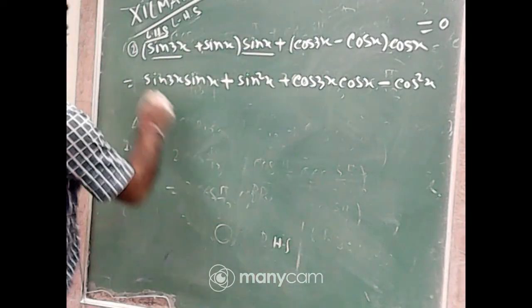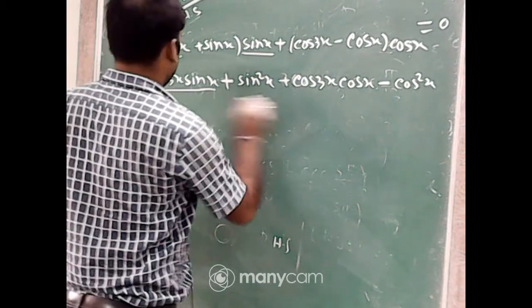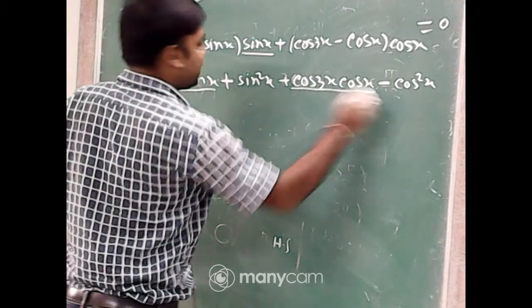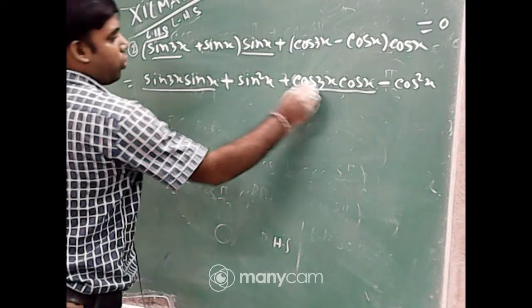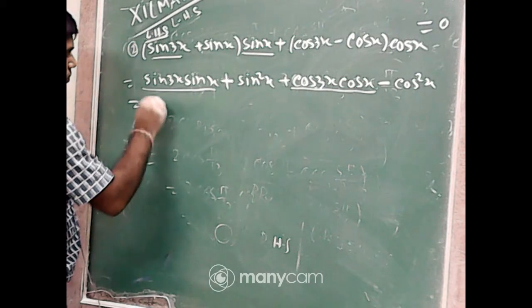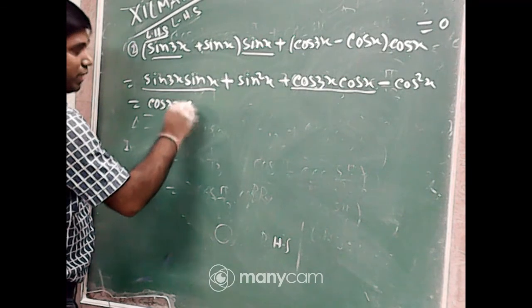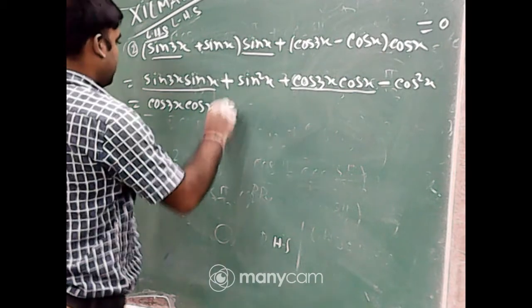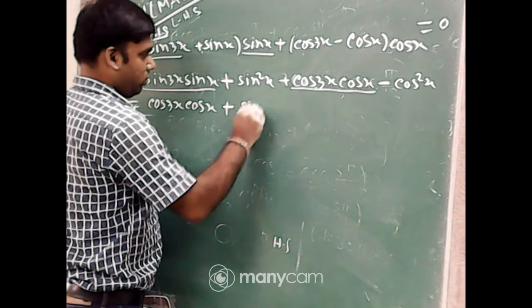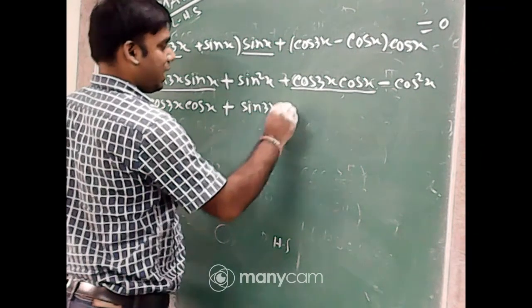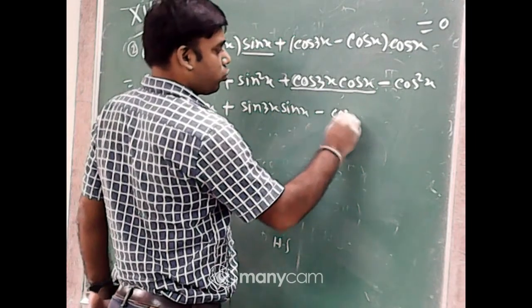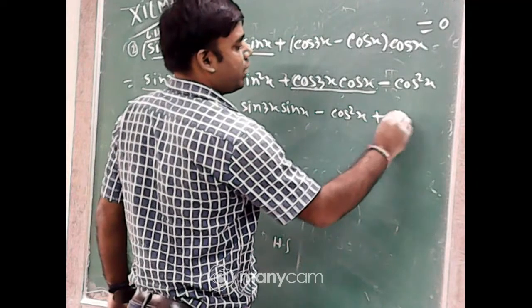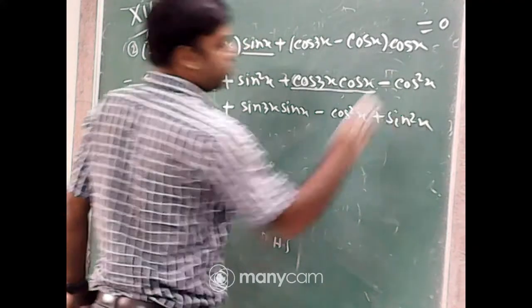Now rearrange the terms. First write it down: cos 3x cos x plus sin 3x sin x minus cos square x plus sin square x. Okay, just rearranging the terms.